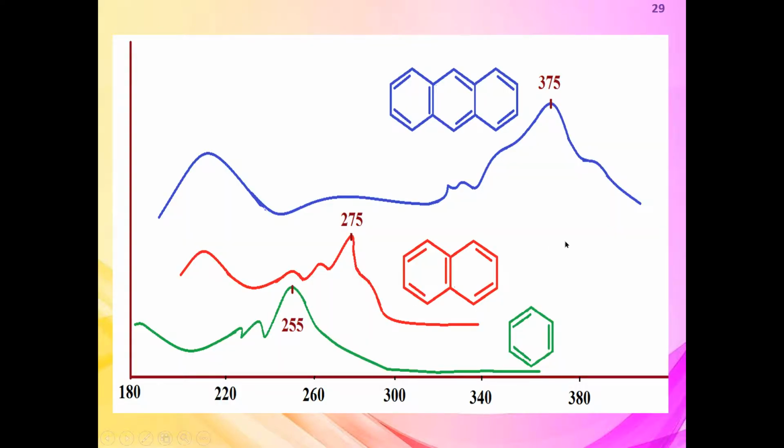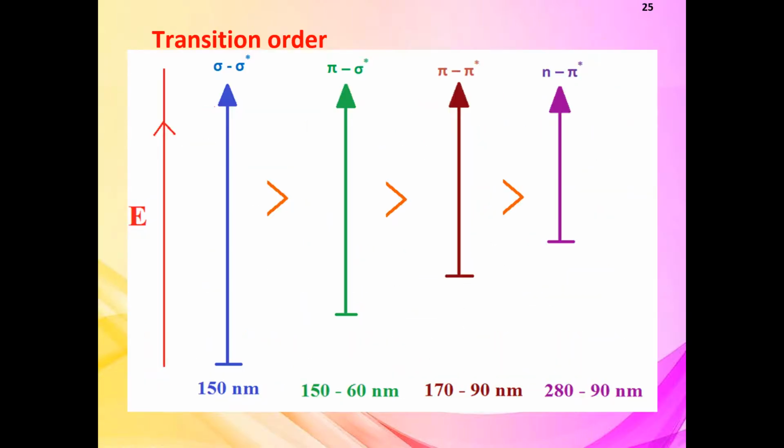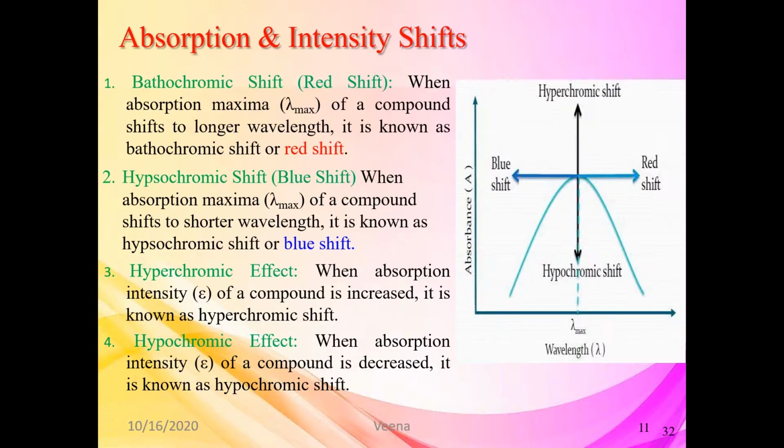So here you can see the hyperchromic effect. With the increase in the number of double bonds, there is an increase in the value of epsilon, and this effect is called the hyperchromic effect. The opposite of this is called the hypochromic effect, where the intensity of absorption will decrease.